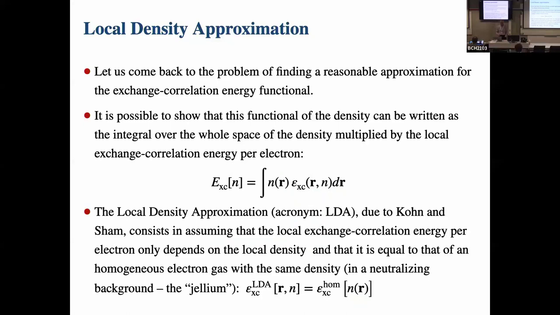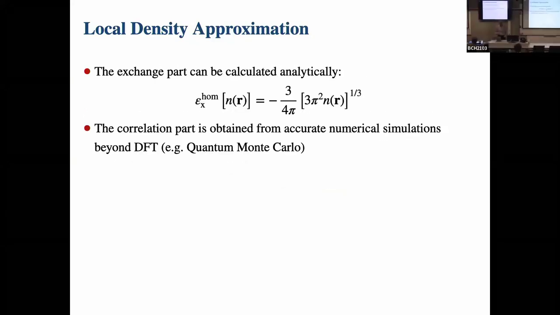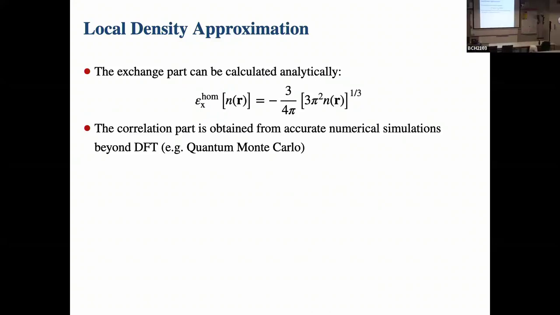And furthermore, they have assumed that it was the one of a homogeneous electron gas, for which there is an analytic formula for the exchange. So you can write exactly that for the exchange of a homogeneous electron gas, the functional form of the exchange energy is written in this way. Okay? And for the correlation part, they did some number of numerical calculations, for instance quantum Monte Carlo, and they obtained some formula to get it. Okay? And it kind of worked.